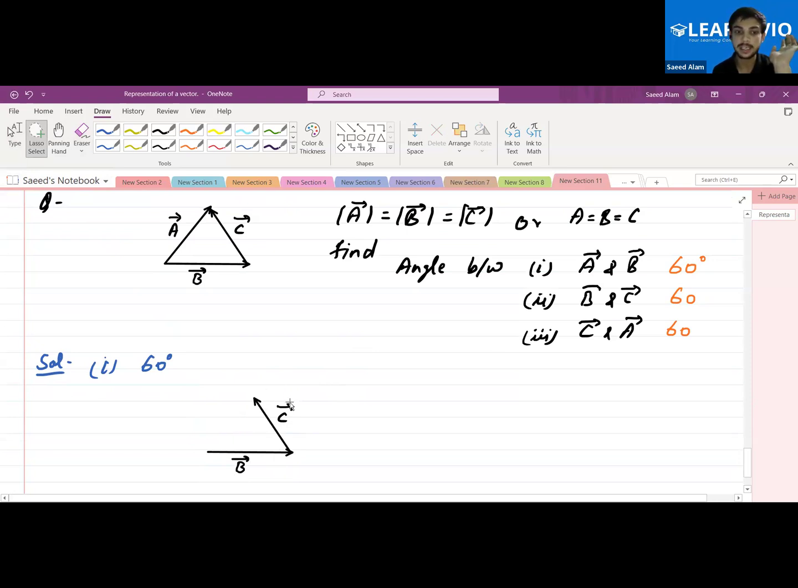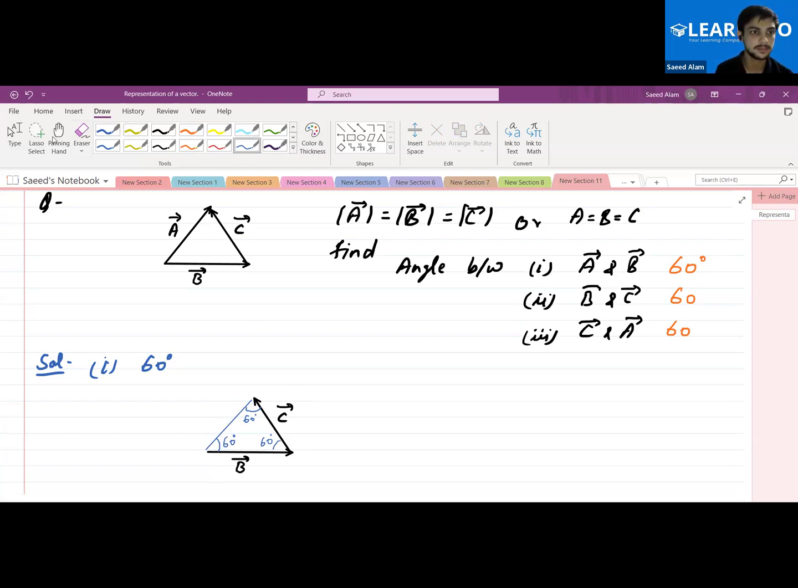Now my aim here is to find the angle between B and C. I should do one more thing: join this with a reference line, so that whenever something comes, I'll mark it as 60 degrees. I know that as it is an equilateral triangle, all these angles will be 60 degrees. So I'm just writing it here. Yes, all these angles are 60 degrees, but I'm not sure what C will make with B, so we are concerned about that only.